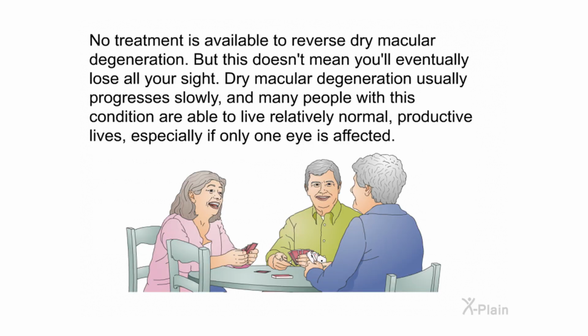No treatment is available to reverse dry macular degeneration, but this doesn't mean you'll eventually lose all your sight. Dry macular degeneration usually progresses slowly, and many people with this condition are able to live relatively normal, productive lives, especially if only one eye is affected.